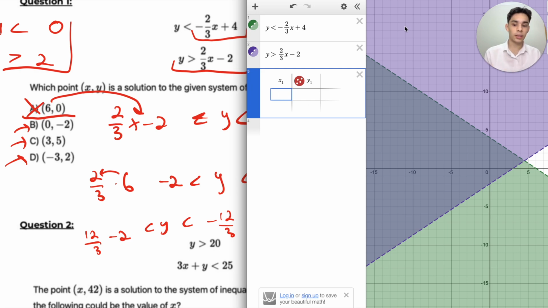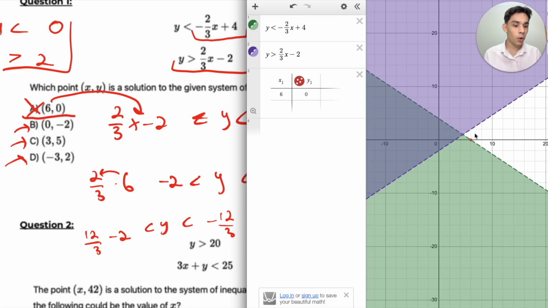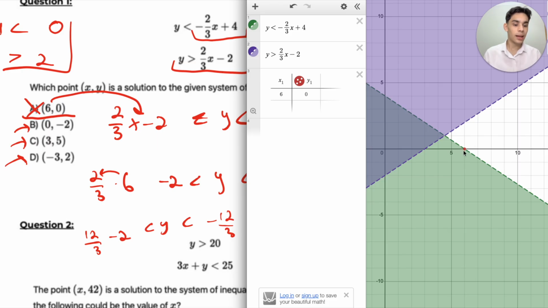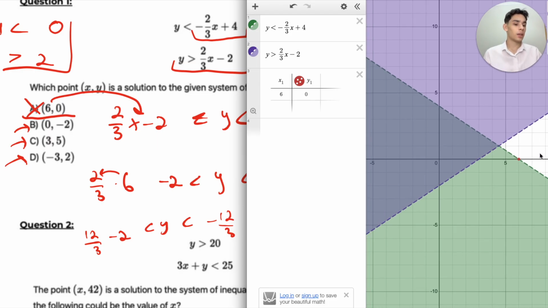Let's pick coordinate 6 and 0. As we can see, this coordinate falls on the green line, and specifically it falls on the border of the green line. In this case, because the border is full of dashes, we cannot count it as a solution. But the second factor is it only falls on the green line. We need it to fall on both of the lines. Answer choice A is out.